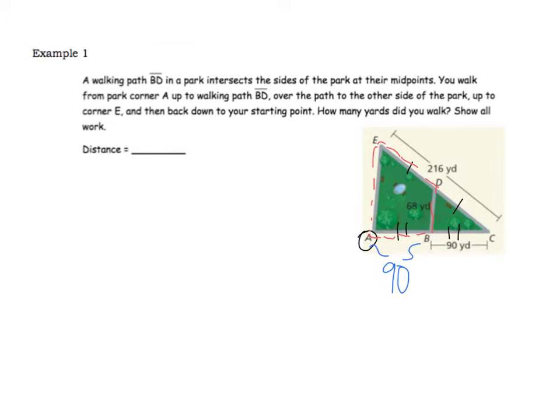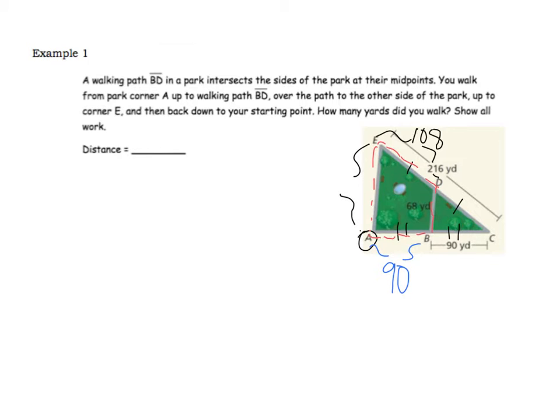Now, to figure out what ED is, because we don't need the whole thing as they give us here, we know that these two pieces are congruent. So logically, we would just have to divide 216 by 2. So 216 divided by 2 leaves us with ED being 108. Now, we have to figure out what AE is.